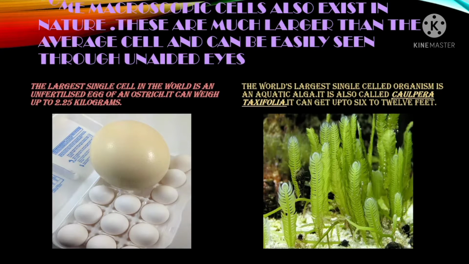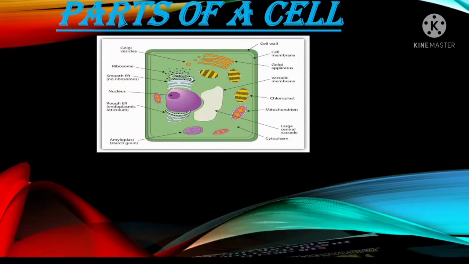Some macroscopic cells also exist in nature. These are much larger than the average cell and can be easily seen with the unaided eye. The largest single cell in the world is an unfertilized egg of an ostrich. It can weigh up to 2.25 kilograms. The world's largest single-celled organism is an aquatic alga, also called Caulerpa taxifolia. It can grow up to 6 to 12 feet.